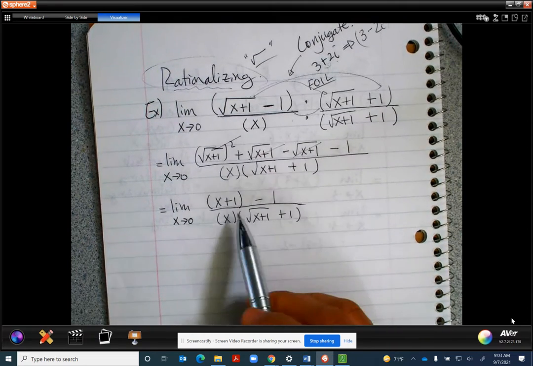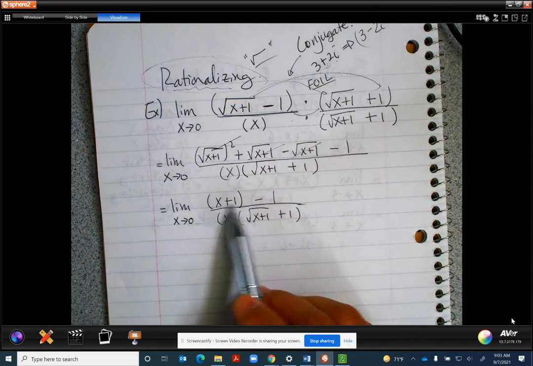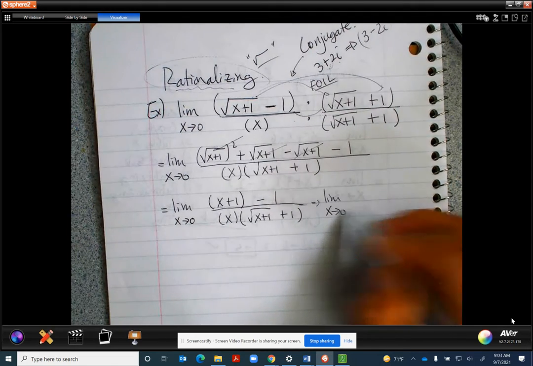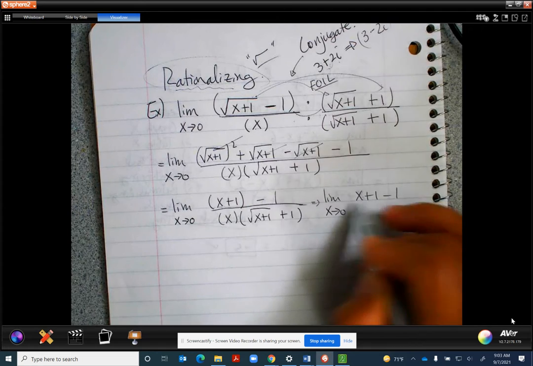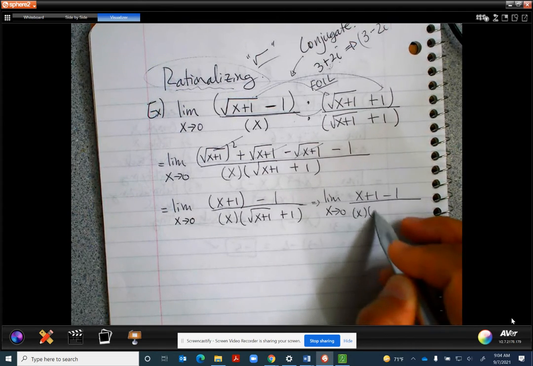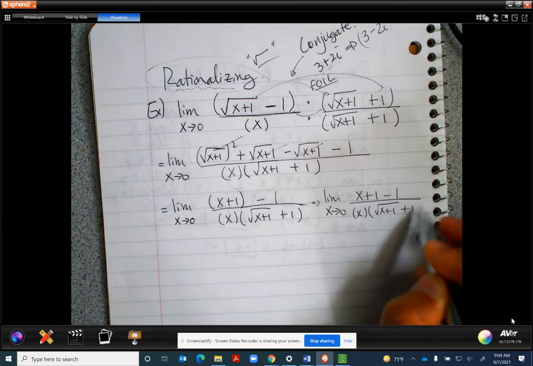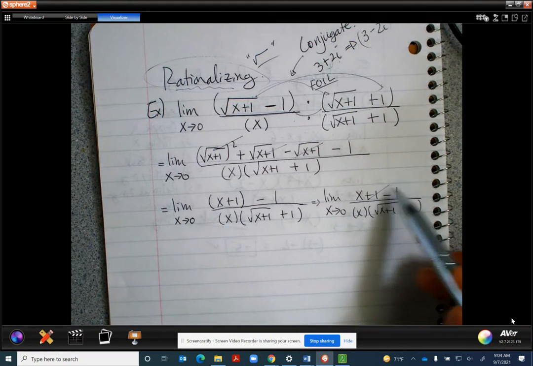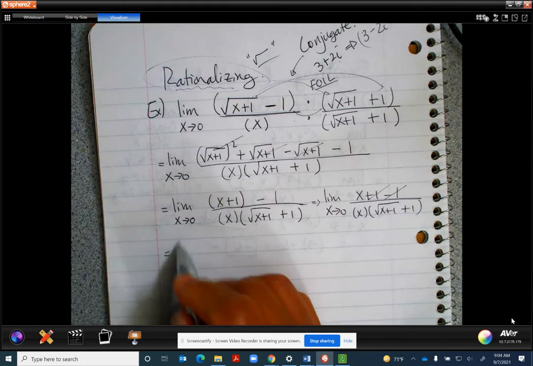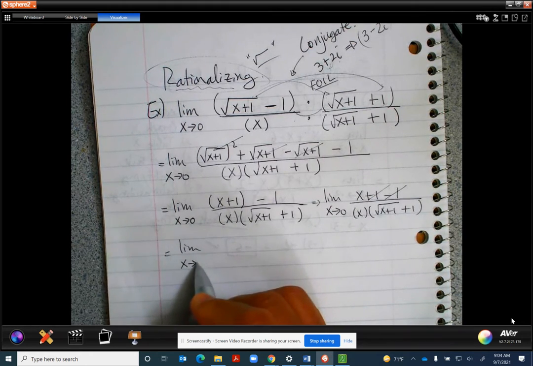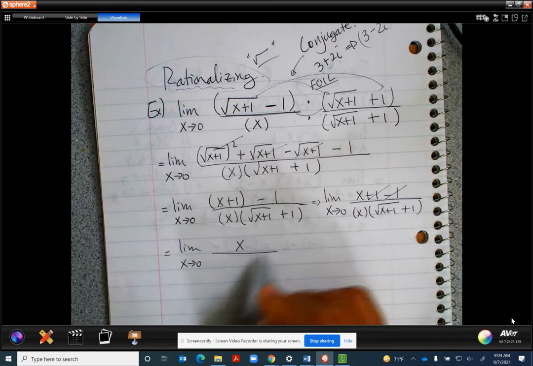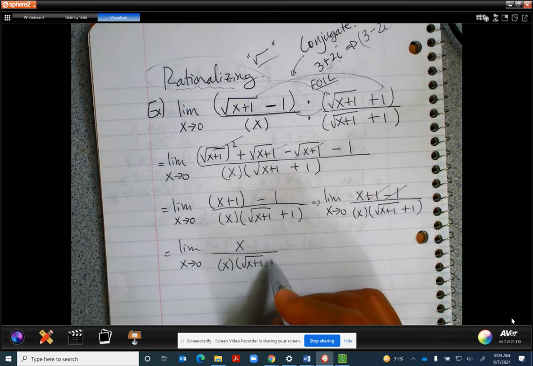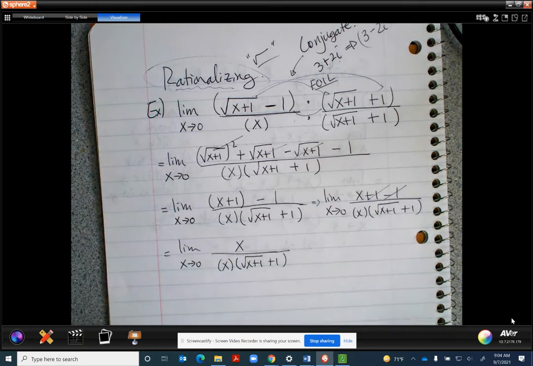Okay, so what happens to, I'm going to take out all the parentheses. If I take out the parentheses, I have limit x goes to 0, x plus 1 minus 1 all over x times square root of x plus 1 plus 1. All right, what happens to this positive 1 and negative 1? They cancel each other out. So we have limit x goes to 0, x over x times square root of x plus 1 plus 1. I'll give you time to copy that.